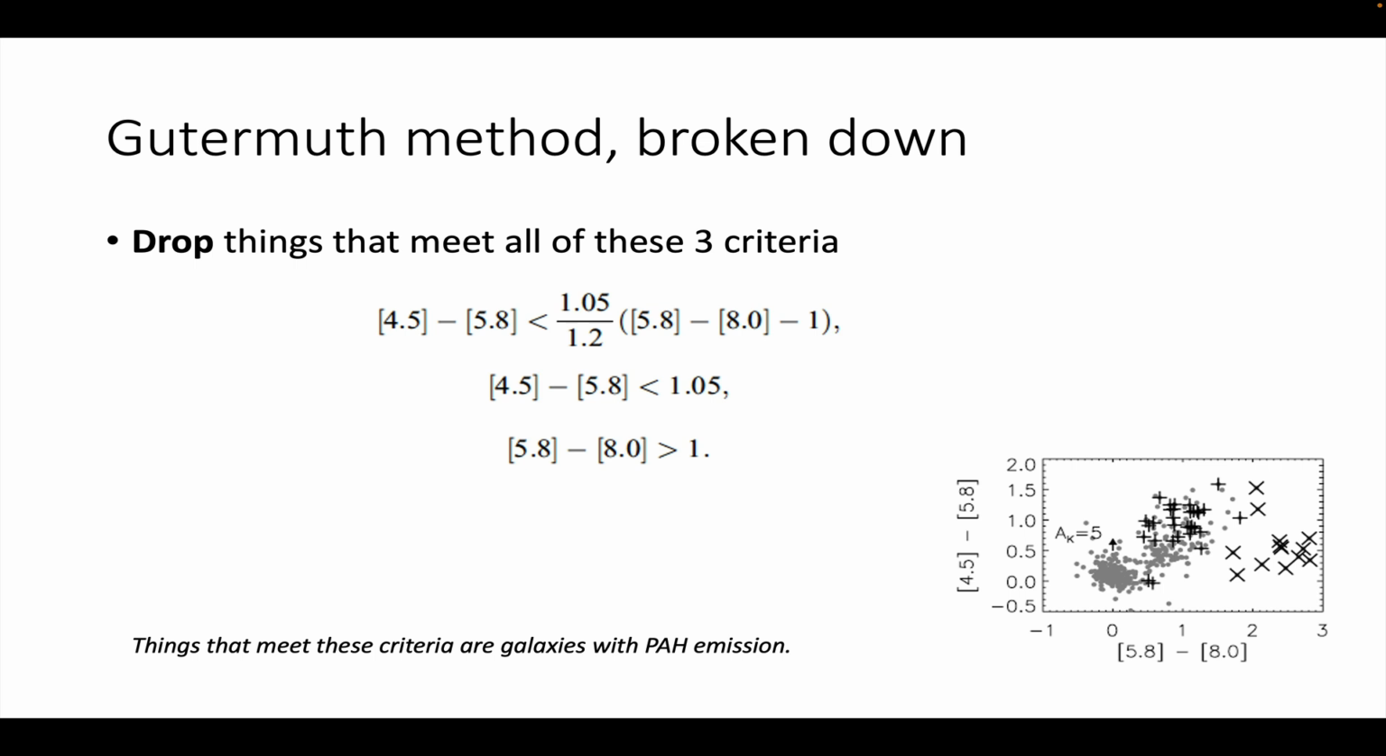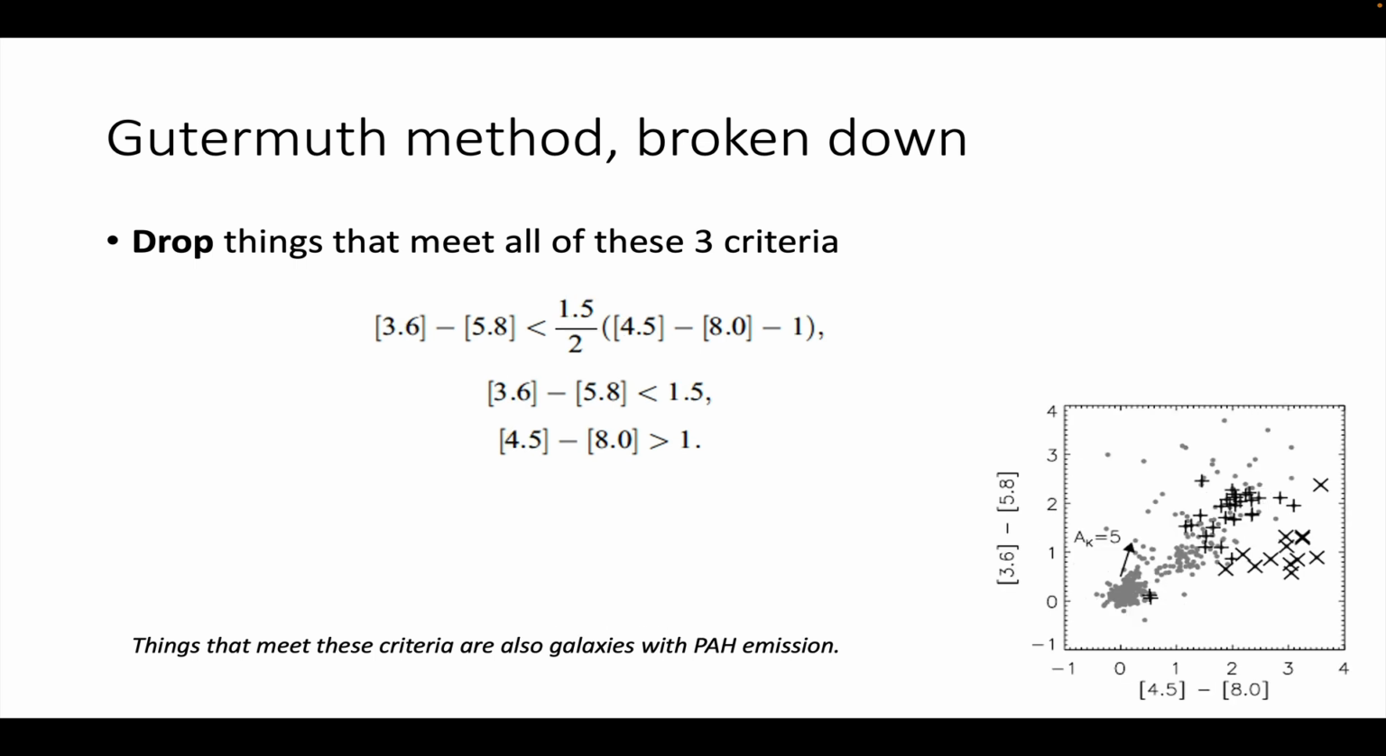The first part is drop things that meet all of these criteria. So 4.5 minus 5.8 less than this. 4.5 minus 5.8 less than that, and 5.8 minus 8 greater than 1. So 4.5 minus 5.8 versus 5.8 minus 8. Drop the x's, because things that meet these criteria are galaxies with PAH, polycyclic aromatic hydrocarbon, PAH emission. So drop those things, because they're more likely to be galaxies than they are young stars.